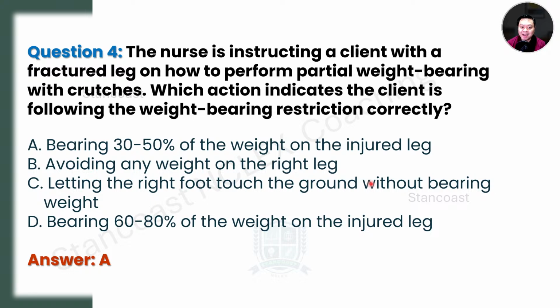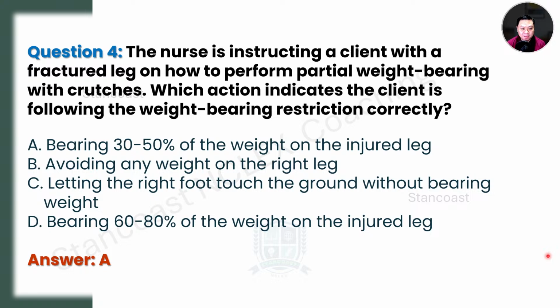So we are going to allow some weight, at least partial, or let's say half of the body weight. Now, if you selected letter C, letting the right foot touch the ground without bearing weight, this is what we call touchdown weight bearing. And this is a much stricter guideline than partial weight bearing. So basically, you're not allowing the patient to even bear weight on the affected extremity. Again, this is a much stricter guideline. Now, for letter D, bearing 60 to 80% of the weight on the injured leg, this is exceeding the partial weight bearing guideline. So this is a big no. This will cause excess stress on the fractured extremity.